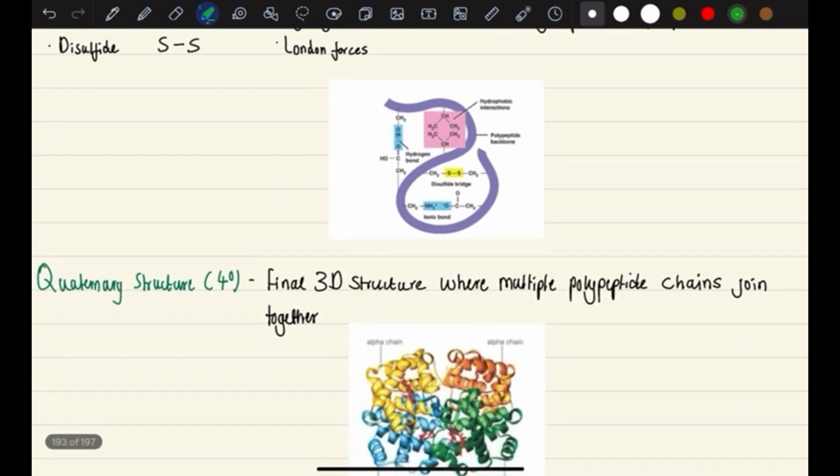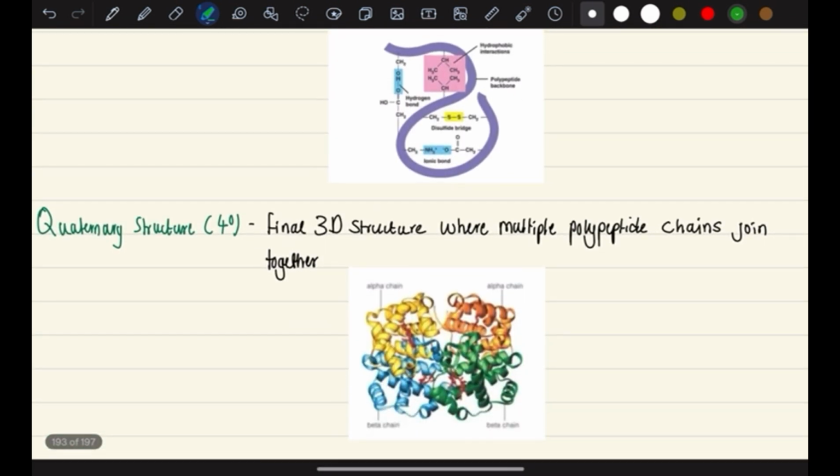form a 3D structure. And finally, we've got the quaternary structure. That's the final 3D structure. So we've already formed the tertiary structure. We have bonding between R groups. We've got a 3D shape. And now literally, we're joining different tertiary structures together, or we're joining different proteins together so that we can have a fully fledged 3D structure.